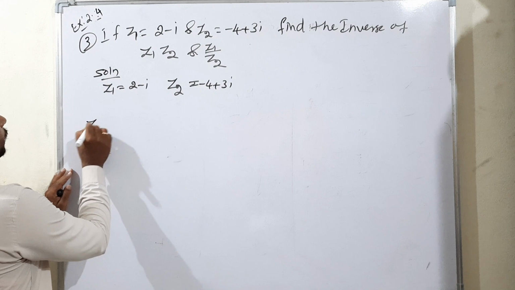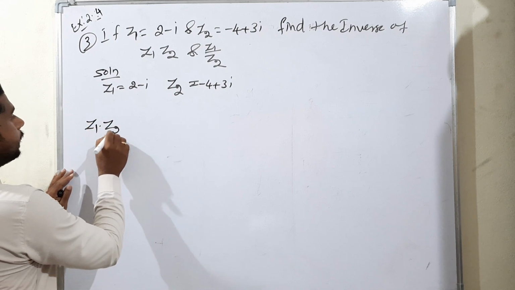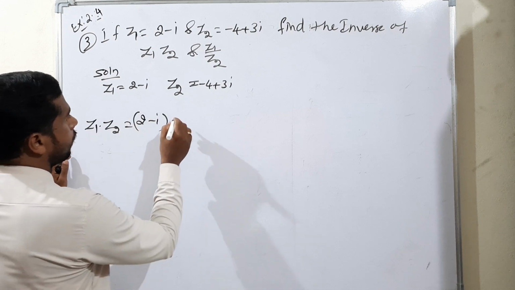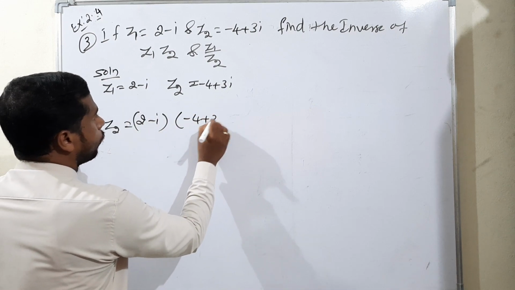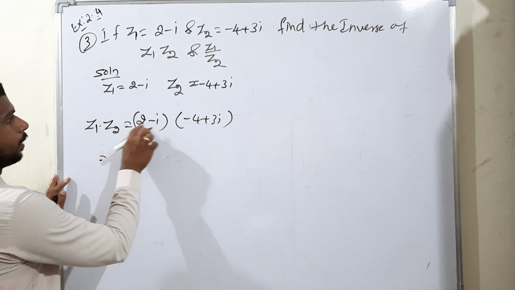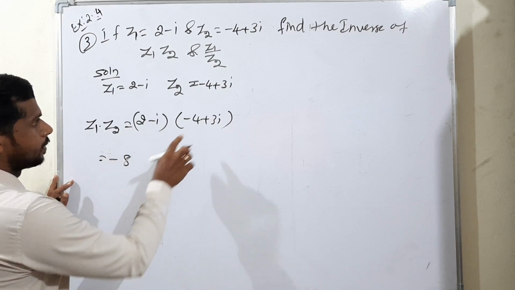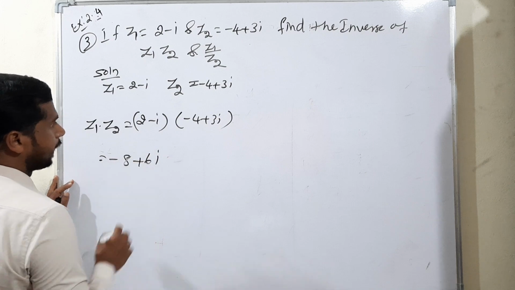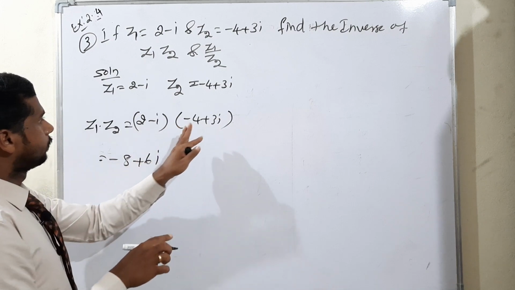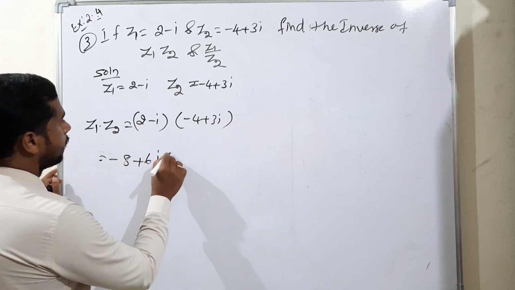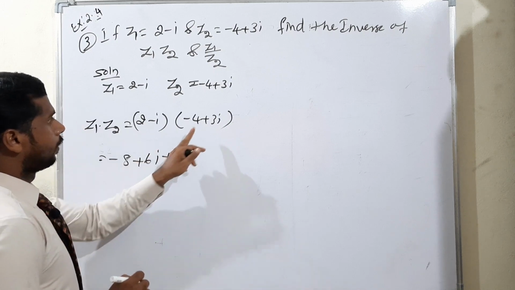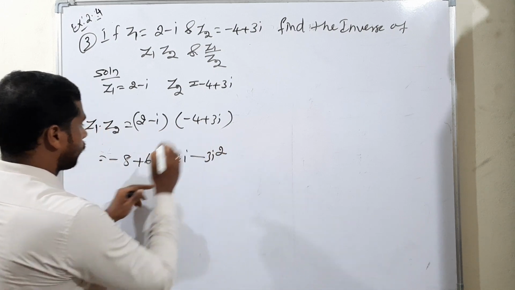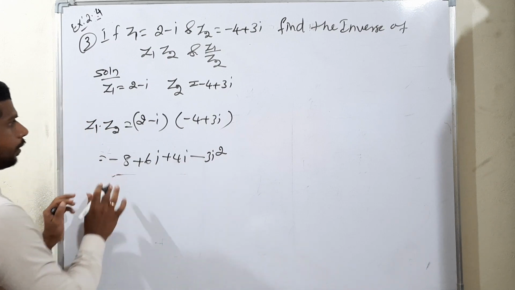Z1 is equal to 2 minus i, and Z2 is minus 4 plus 3i. Again, 2 into minus 4 is minus 8. Again, plus 3 into 2 is plus 6i. Minus i into minus 4 means positive 4i. Then minus 1 into 3 means minus 3i square. Nothing to the denominator, isn't it?